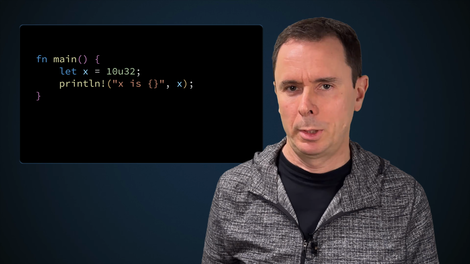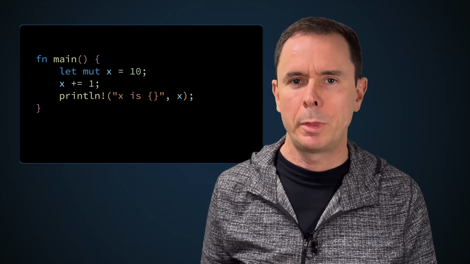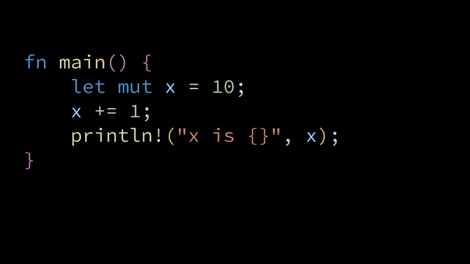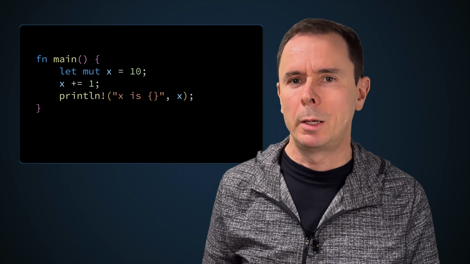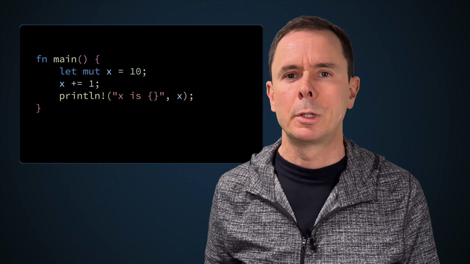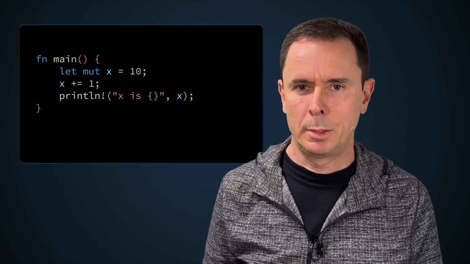By default, variables are immutable or read-only. Once a variable is initialized, if you want to change its value, then it needs to be declared as mutable with the mut keyword. So by saying let mut, x is now mutable and we can assign to it. The reason for preferring immutability by default is just that it makes code a bit easier to read and understand. If you have an immutable variable that's initialized with some value, you can read the rest of the function and know that value won't change.